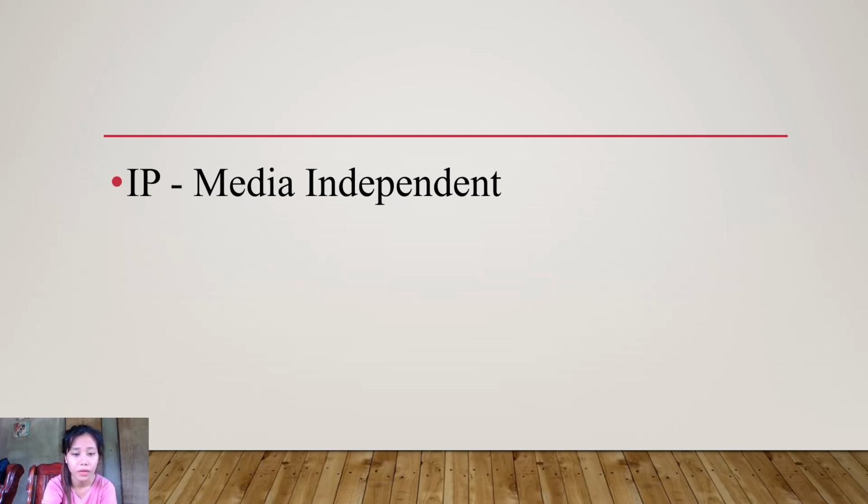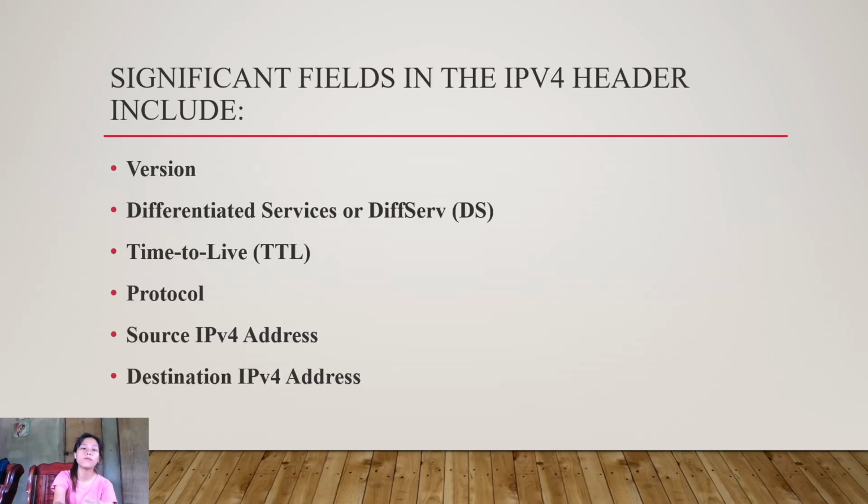For media independent, IP packets can travel over different media. For the next one, the significant fields in the IPv4 header include the version, differentiated services or DS, time to live, protocol, source IPv4 address, and destination IPv4 address.